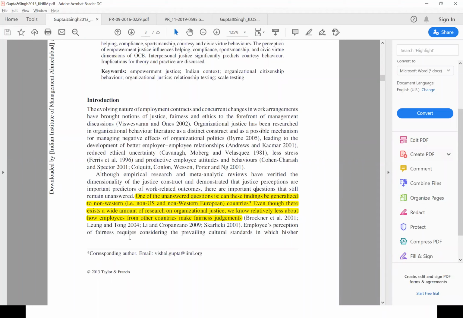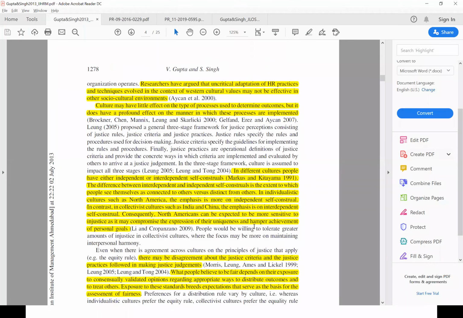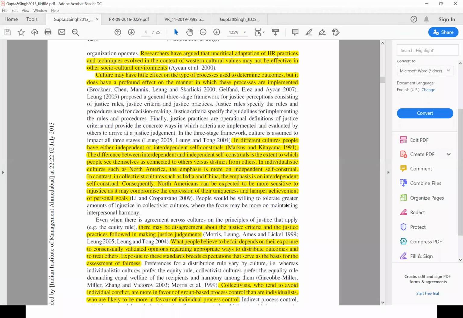Employees' perception of fairness requires considering the prevailing cultural standards in which his or her organization operates. Researchers have argued that uncritical adaptation of HR practices and techniques evolved in context of Western cultural values may not be effective in other socio-cultural environments. Culture may have little effect on the type of processes used to determine outcomes, but it does have a profound effect on the manner in which these processes are implemented. So now I'm talking about the role of culture, national culture.